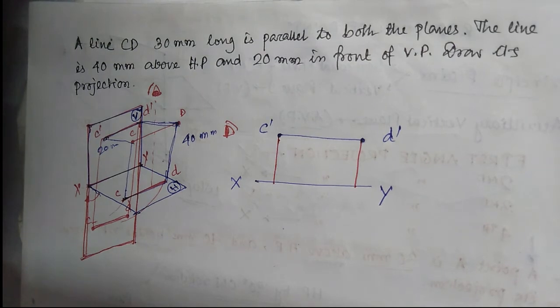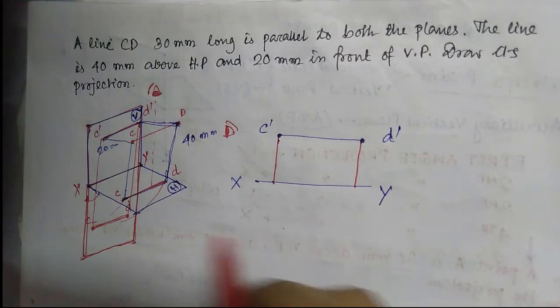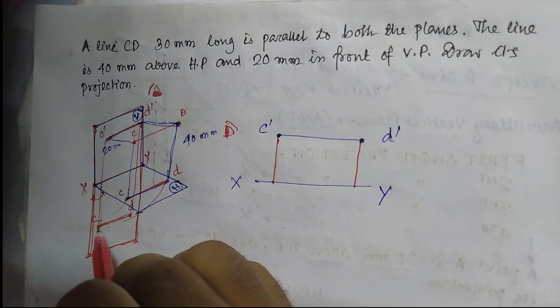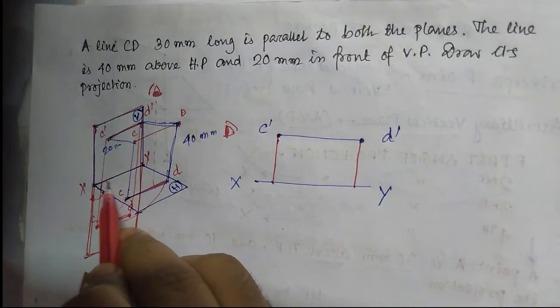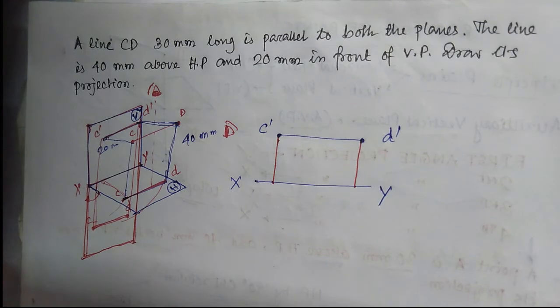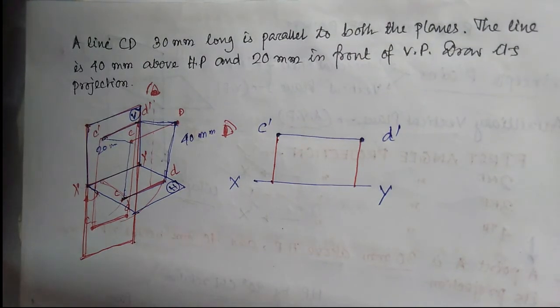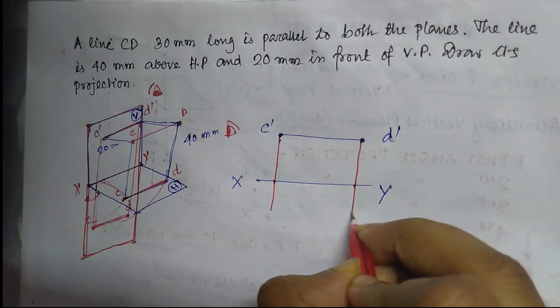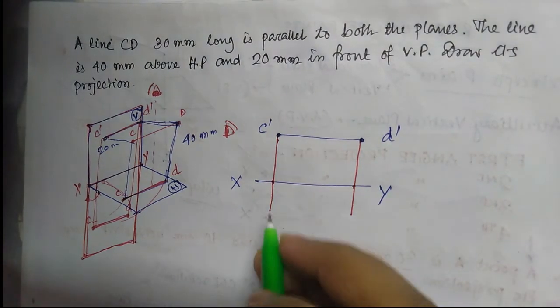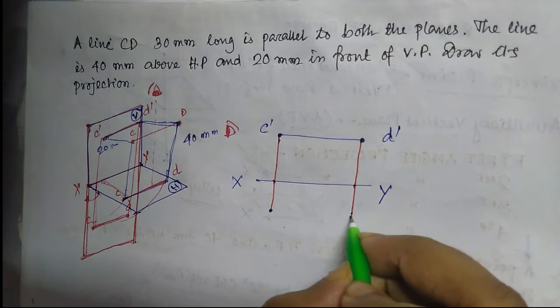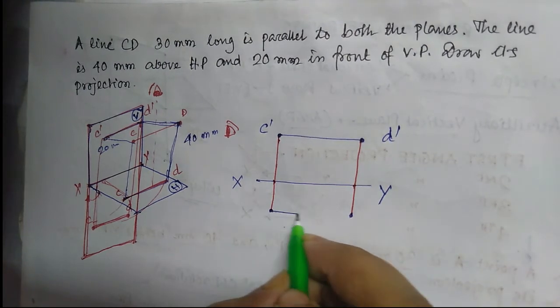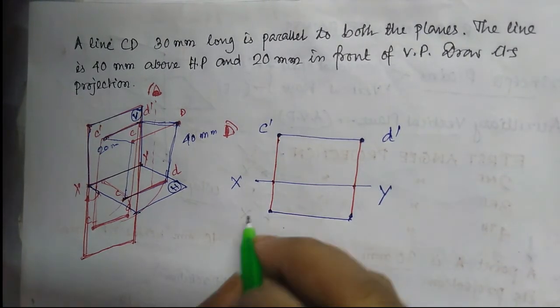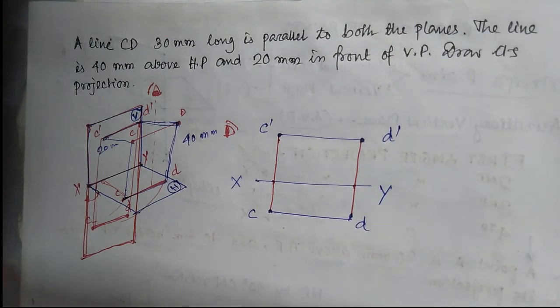Then we will extend it up to how much length? This length is how much? Now this length is 20 millimeter. So up to 20 millimeter we will extend. This will be the new position of C and D. We will join it, right, C and D.